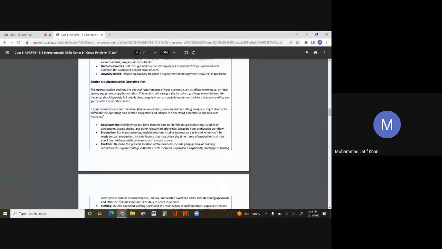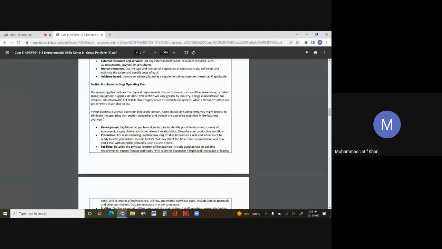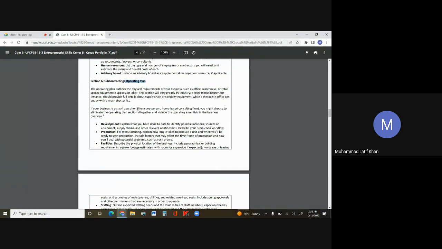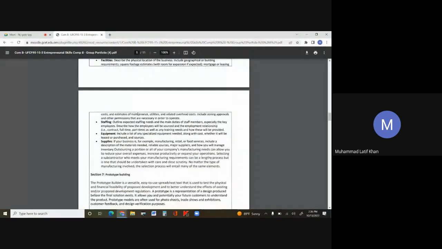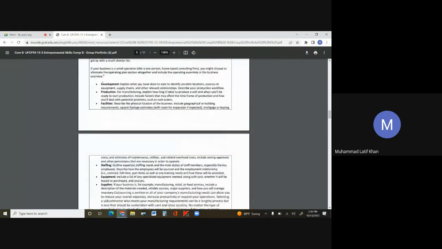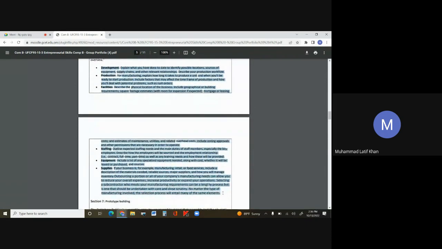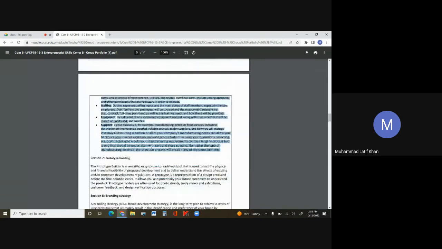So you need to explain all these things over here in subcontracting, or you can say all these factors which are helpful in operations, like technology, people, production, facilities, supplies, equipment, staffing, expert people. So you need to discuss how these factors will be for your coming project, I mean for your coming, newly started business.